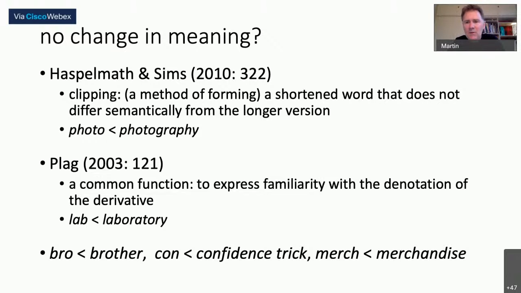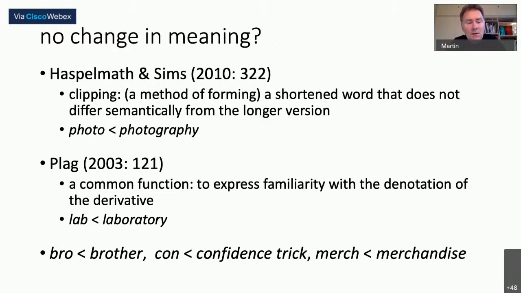Let me briefly present to you another aspect of clipping that has not received a very satisfying answer up to this point. Namely, that issue concerns the semantic relation between the clipping and its source words. So here we find different views that are actually mutually conflicting. For example, Haspelmath and Sims hold that clippings don't differ semantically from their source words. And this is certainly true for many clippings, including, for example, photo. Yeah, is that any different from photography or photograph?